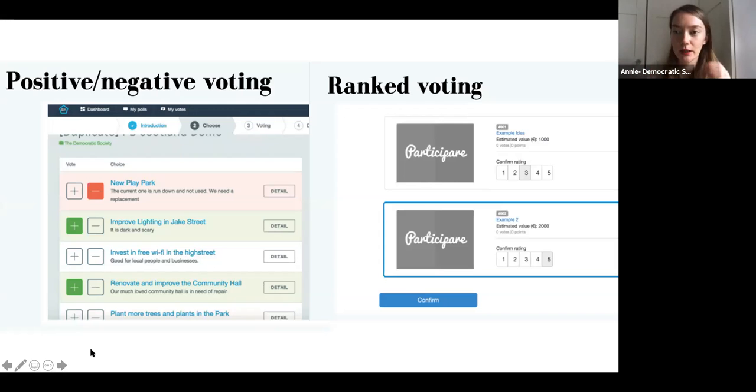So just to give you a little insight into what this looks like. You've got the positive, negative voting there on the left. So you can plus, so that's positive, and then minus, I don't want that. And then ranked voting, quite similarly, you can do a number. Yes, I like it, 1 to 5. But as mentioned, doing that for any more than 10 projects, people can get tired and bored and they won't want to finish their vote. So just a little thing to remember if you're doing that type of voting.